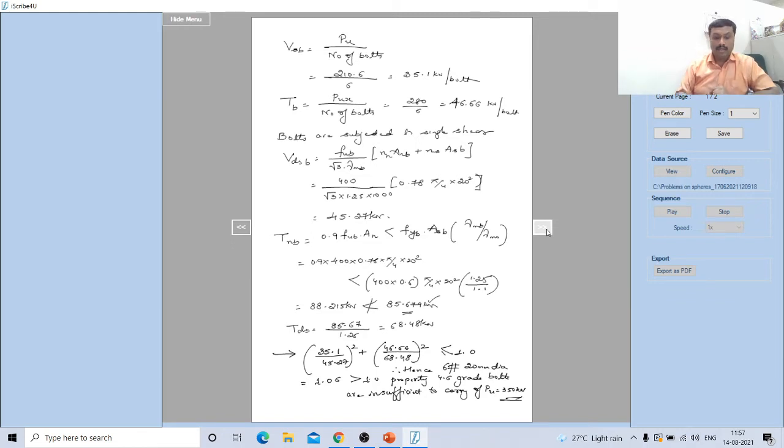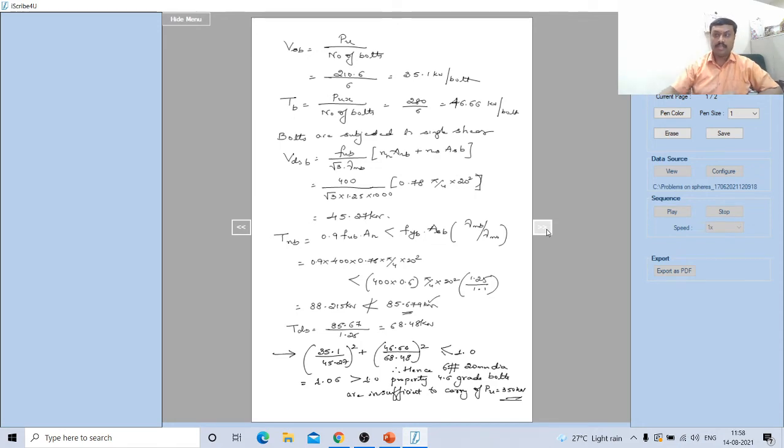Once you complete this, you can use HSFG bolts in place of your normal grade bolts and check the answer. Same questions you can solve with the HSFG bolts and you can check the answers. Next thing we'll go for the eccentric bolt connections.